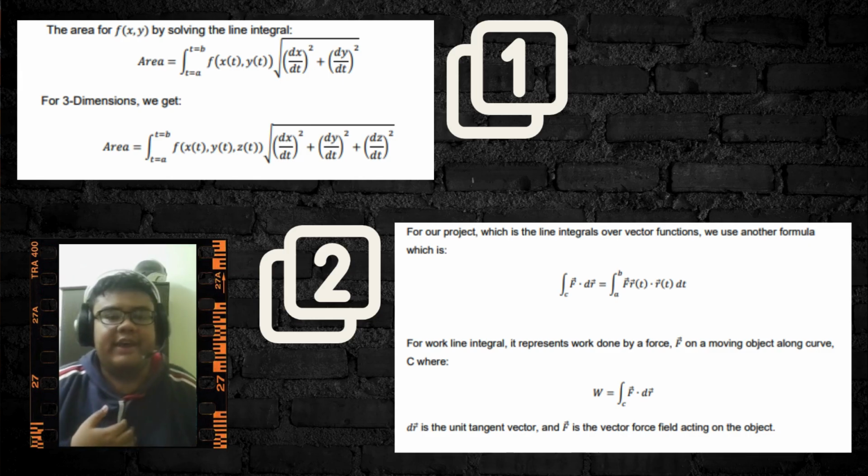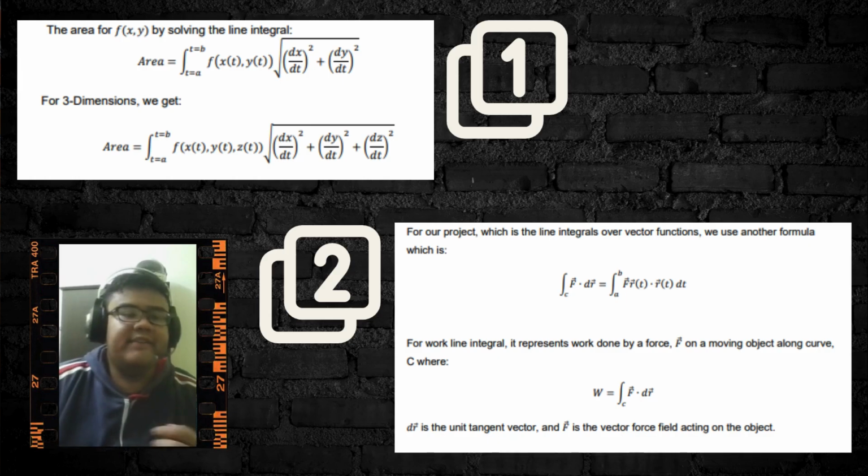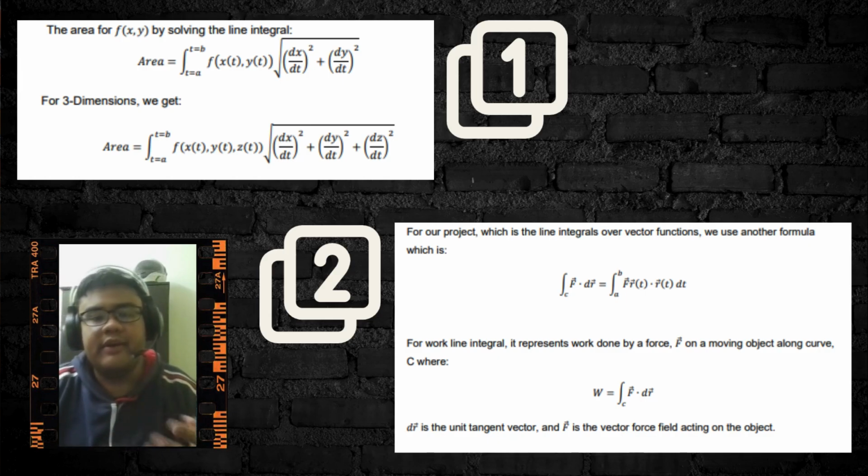Now, for our project, we are interested in line integrals over vector functions. This introduces a new formula. We calculate the integral from a to b of the vector function F of r of t dotted with r prime of t, with respect to t.